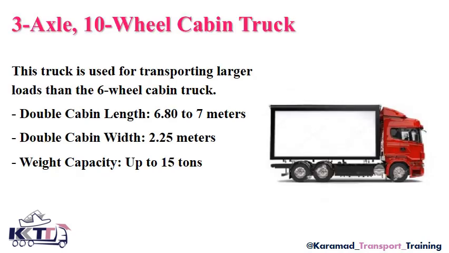The next vehicle we'll introduce in this section is the three-axle 10-wheel cabin truck. These trucks are used for transporting loads that are larger than what a six-wheel cabin truck can handle. With these trucks, the maximum loading capacity is up to 15 tons. The length of these trucks is 6.8 to 7 meters, and their width is 2.25 meters.